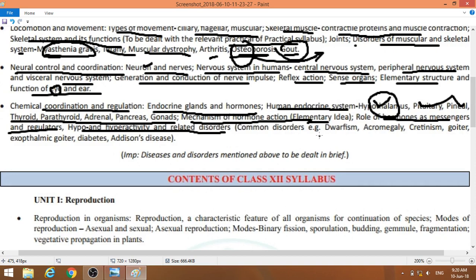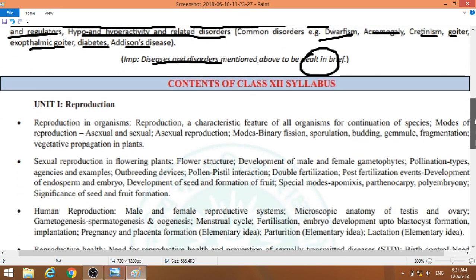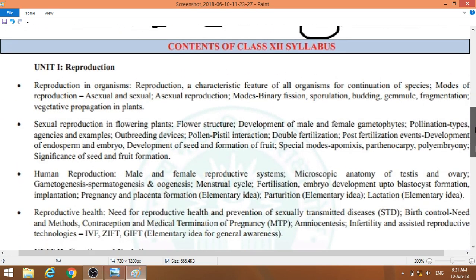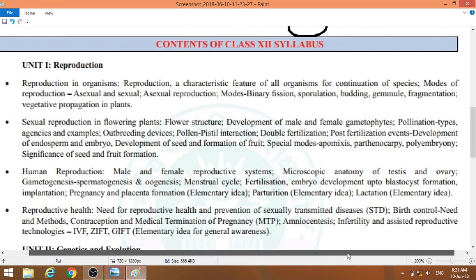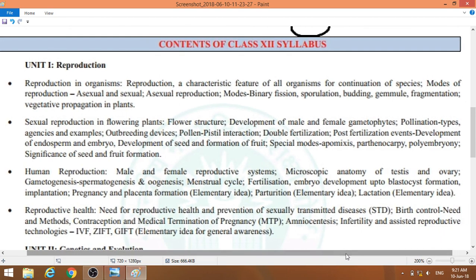So there is dwarfism, acromegaly, cretinism, goitre, exophthalmic goitre, diabetes, Addison's disease. The diseases and disorders mentioned above are to be dealt with in brief. Now we have completed the portion of 11th class. Let's look at the 12th class, the portion which is to be taken from 12th class.